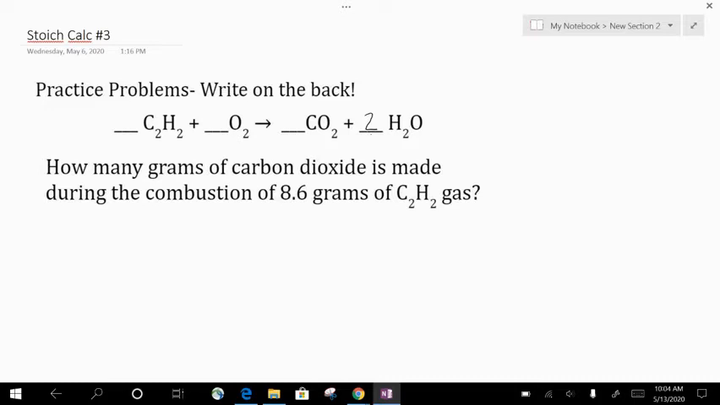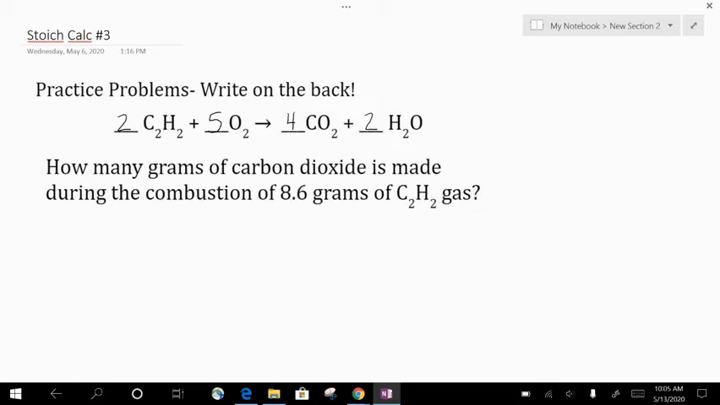When I put a 2 here, that gives me 2 times 2, 4 hydrogens. I'm going to need a 2 here. So 2 times 2 is 4. When I put that 2 here, I also now have 4 carbons, so I need to put a 4 here. And now I need to count up the oxygens. I have 4 times 2 is 8, and 2 times 1, so 8 and 2 is 10. 2 times what will give you 10 oxygens? You would need a 5 here.